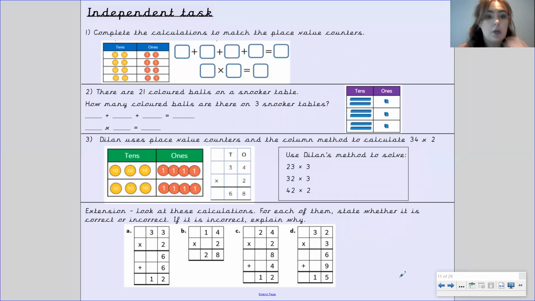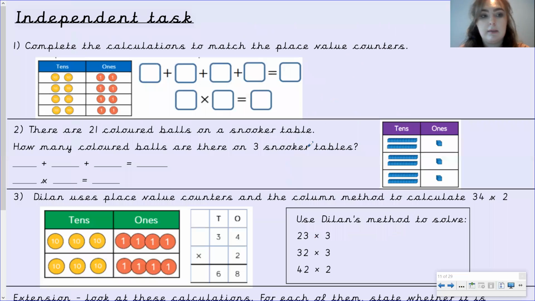Okay, your task. You need to answer these questions below. So question number 1, you need to complete the calculations to match the place value counters. So this is exactly what we did at the very beginning. You need to do a repeated number addition sentence, and then you need to do a multiplication number sentence. So look at how many ones you have, look at how many tens you have. I will zoom in on that just to make that a bit easier for you to see. So look at how many ones, look at how many tens, write it in a repeated number addition sentence, and then a multiplication sentence with the answer.